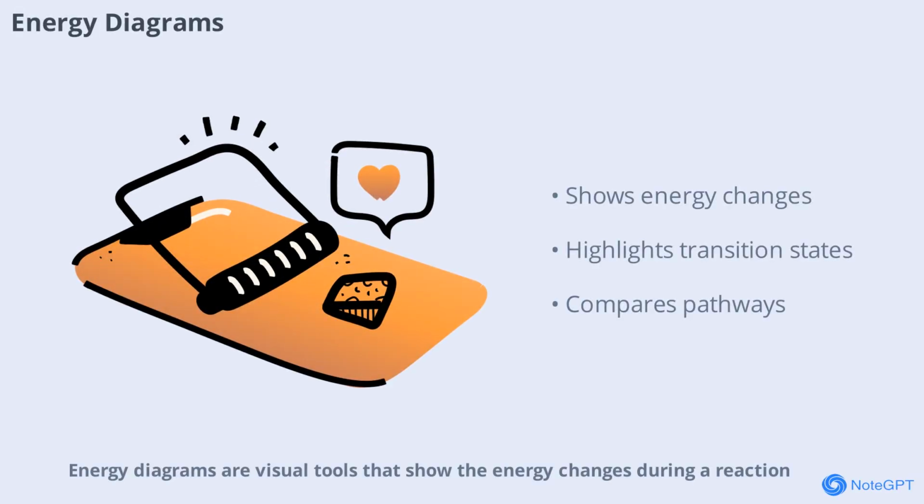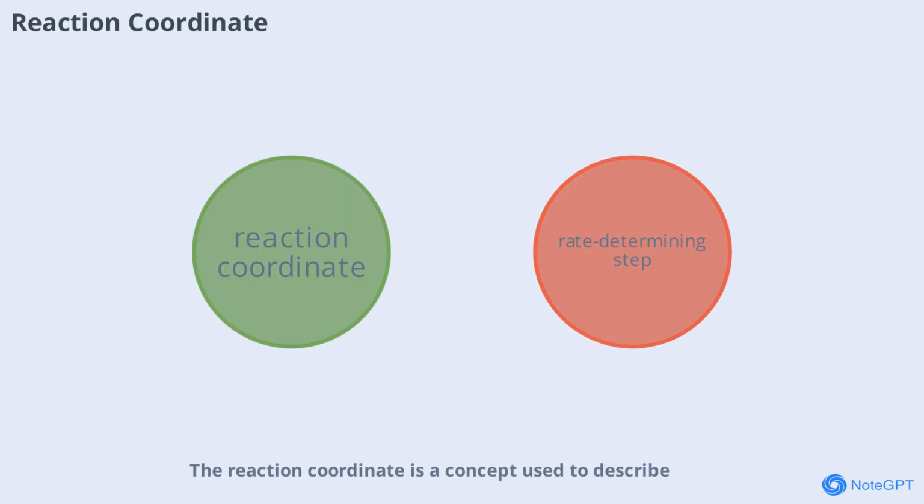Energy diagrams are visual tools that show the energy changes during a reaction. They illustrate the relative energies of reactants, intermediates, transition states, and products. By analyzing energy diagrams, chemists can understand why certain mechanisms are favored and how catalysts or solvents affect the reaction pathway.